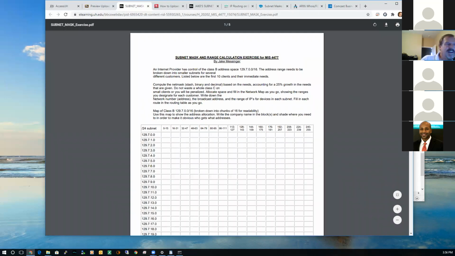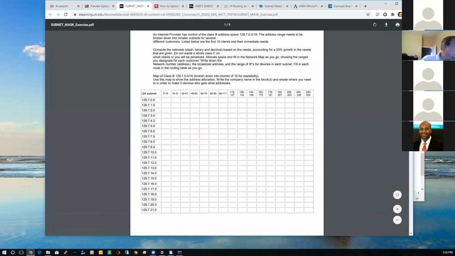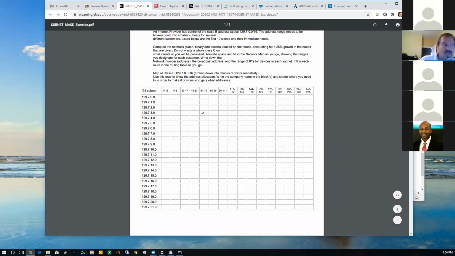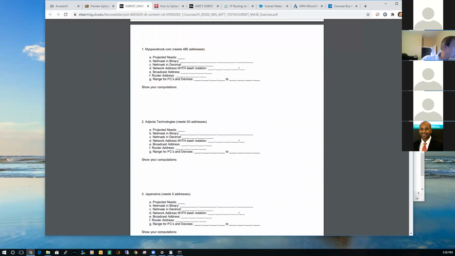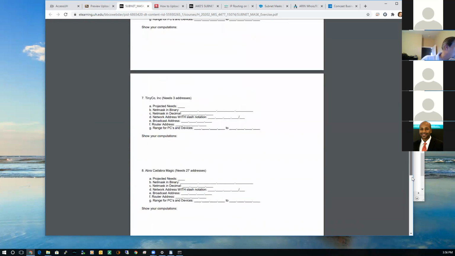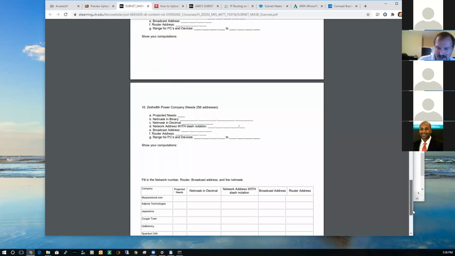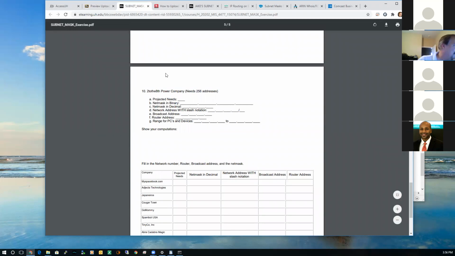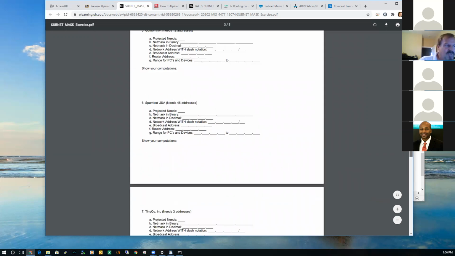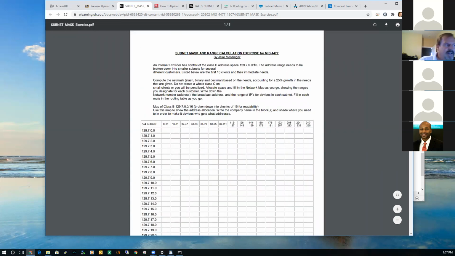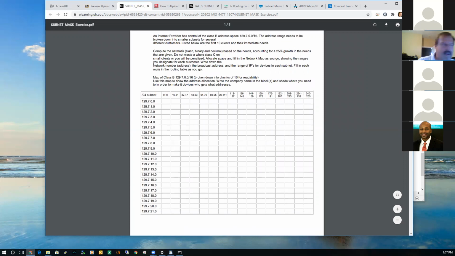The first thing you're going to see on it is this big chart, starting at 129.7.0.0. Your job is to take these 10 departments and allocate them into that chart appropriately, filling out each one of these lines: projected needs, net mask in binary, net mask in decimal, slash notation, which I did not mention, but it's described in the tutorial and should be fairly self-explanatory. It refers to the number of ones in the net mask.